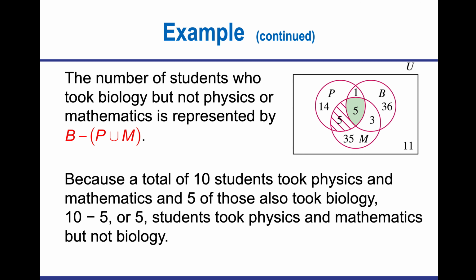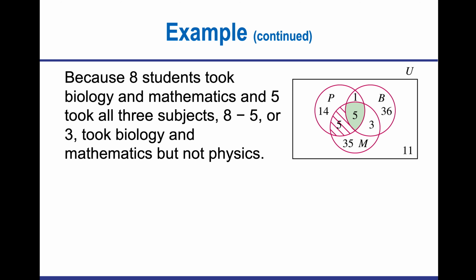Because there's a total of 10 students who took physics and mathematics, which comes from adding these two 5s together, and 5 of those also took biology. If I take those 10 and subtract 5 out, that gives students who took physics and math but not biology. And then because I have 8 students that took biology, so 5 plus 3 is 8, and 5 took all 3 subjects, I would take that 8 minus 5, and I would have my 3 biology kids that took biology and math.